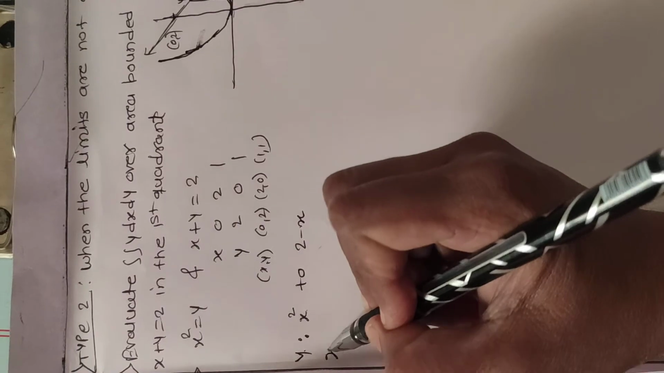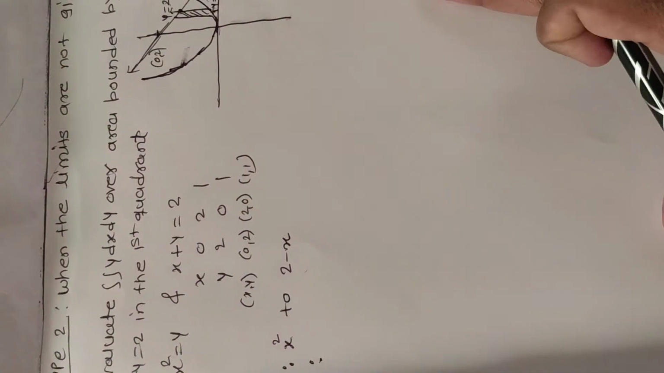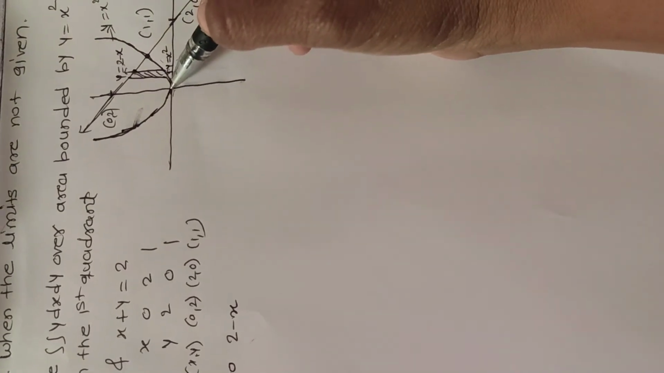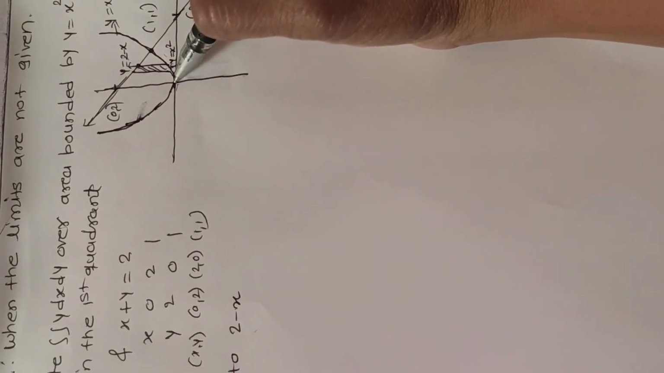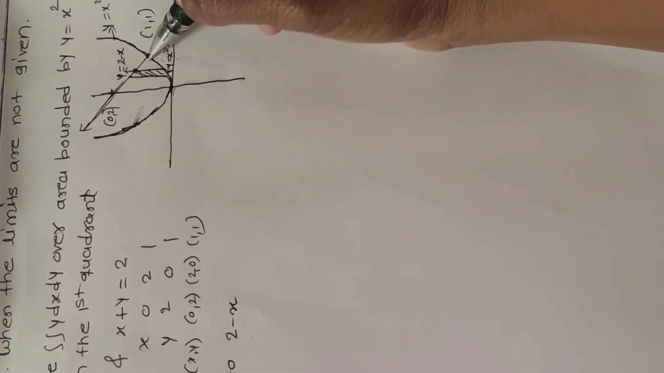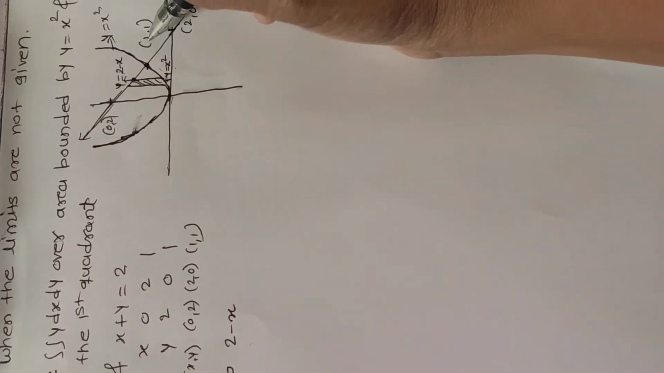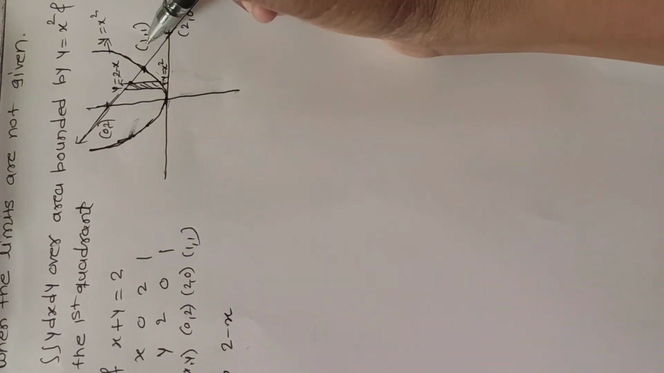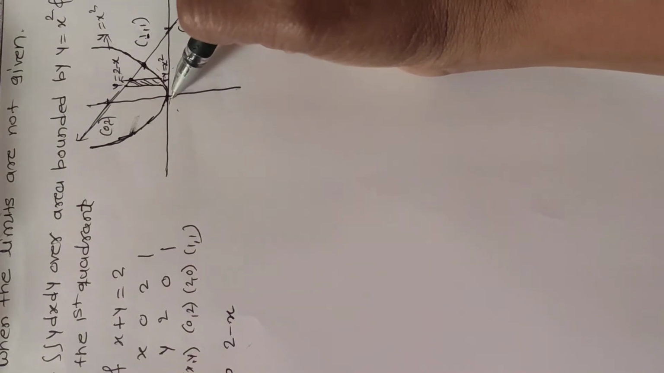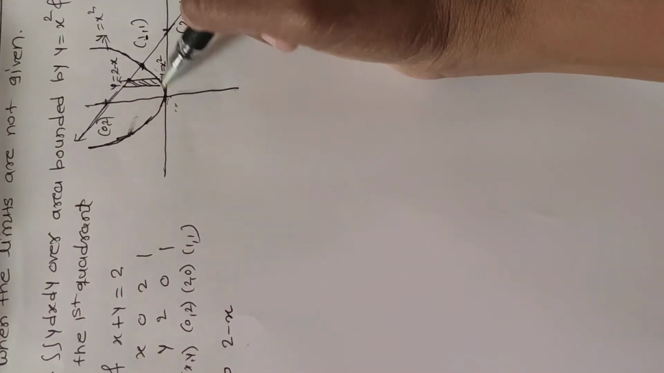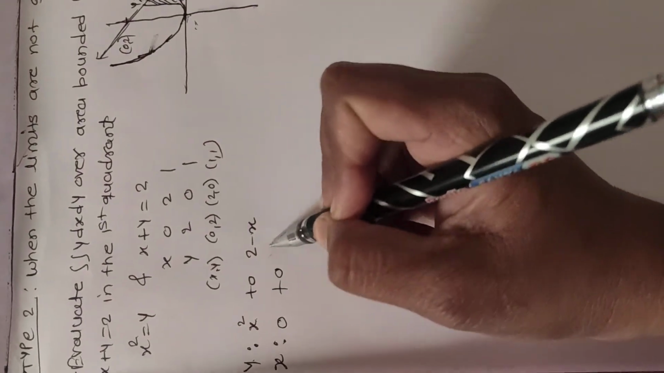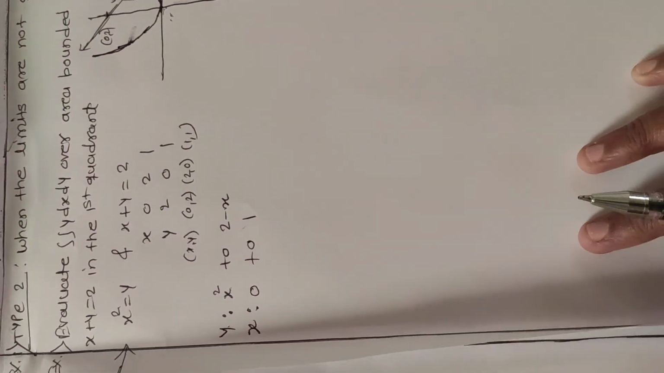After that we have to find the limit points of x, which are in constant form. So how to find them? See, this curve passes through the origin, so x equal to 0 is the lower limit. And what is the upper limit? See here, this intersection point is (1, 1), so we take just the x coordinate. The x coordinate is 1, and at the origin (0, 0) it is 0. So x varies from 0 to 1. So these are the limit points of x and y.